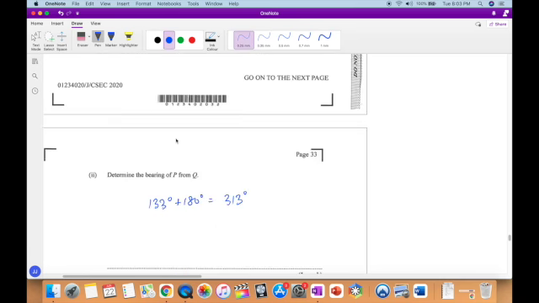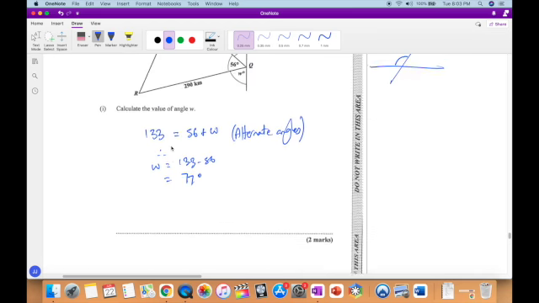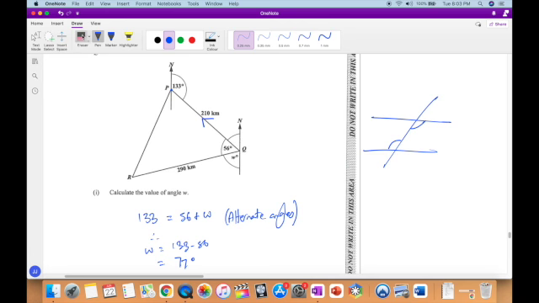Now calculate the distance RP. So calculating the distance R to P. Alright, so I want to calculate this distance here, and I have these distances here. I also have this angle in the middle here. So how do I calculate that? Anybody? Scotia?